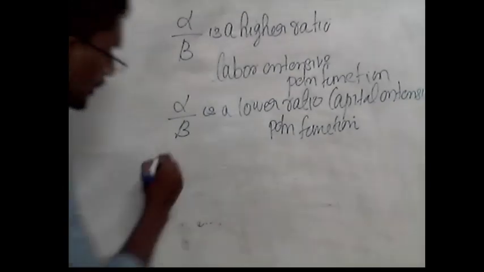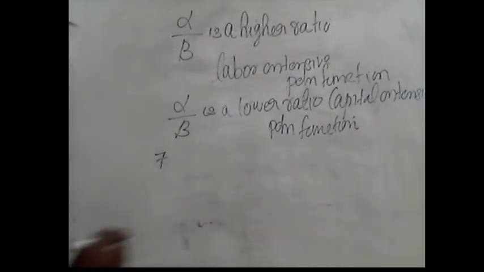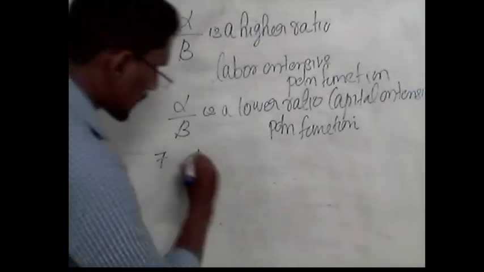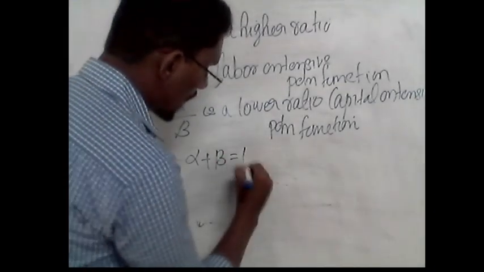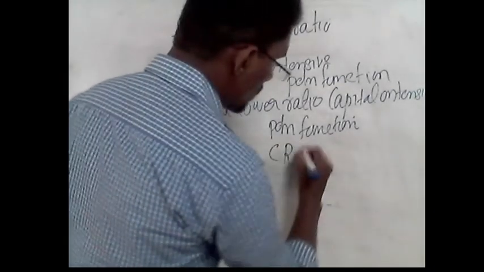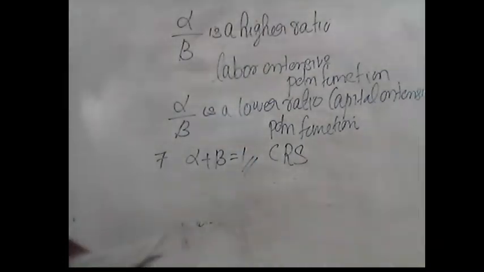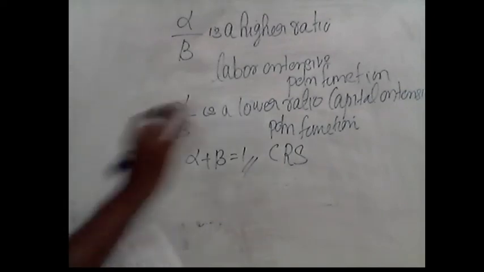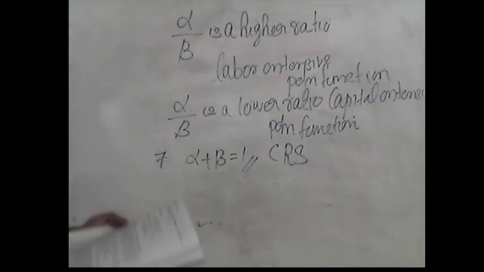And the last property, the seventh property, is that a strict Cobb-Douglas production function is in the form of alpha plus beta is equal to 1, that is, constant returns to scale. That is, the CRS assumption must be followed by this Cobb-Douglas production function. These are the major properties of this Cobb-Douglas production function.